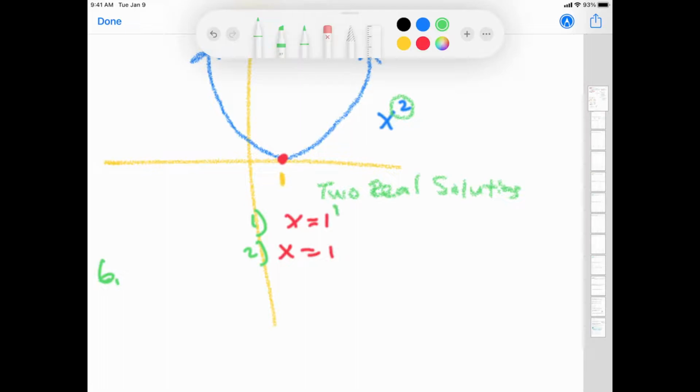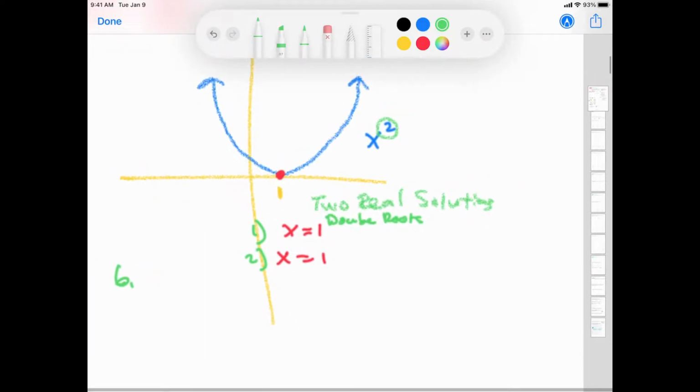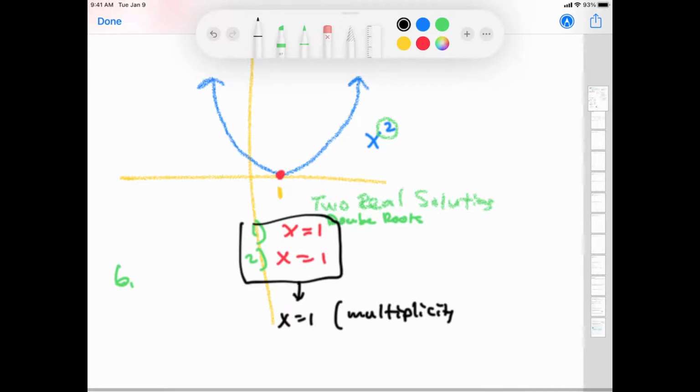We also call those double roots. So x equals 1 and x equals 1. And super fancy is we're going to call this later on in the next module: x equals 1 with a multiplicity of 2. Let's just repeat it twice.